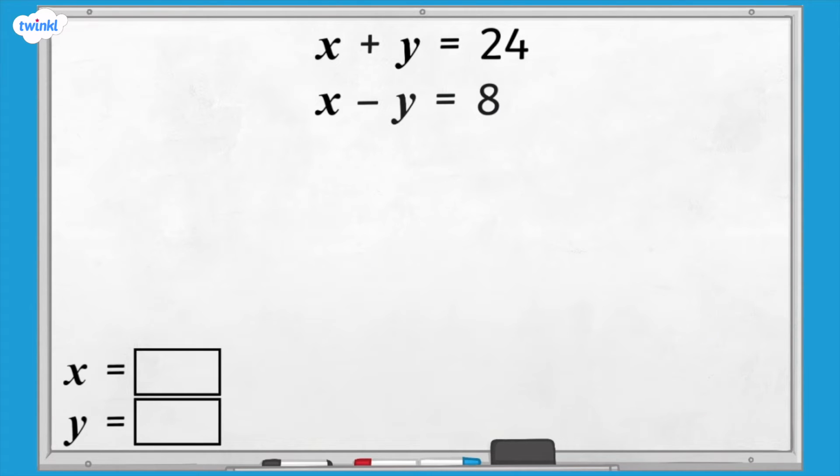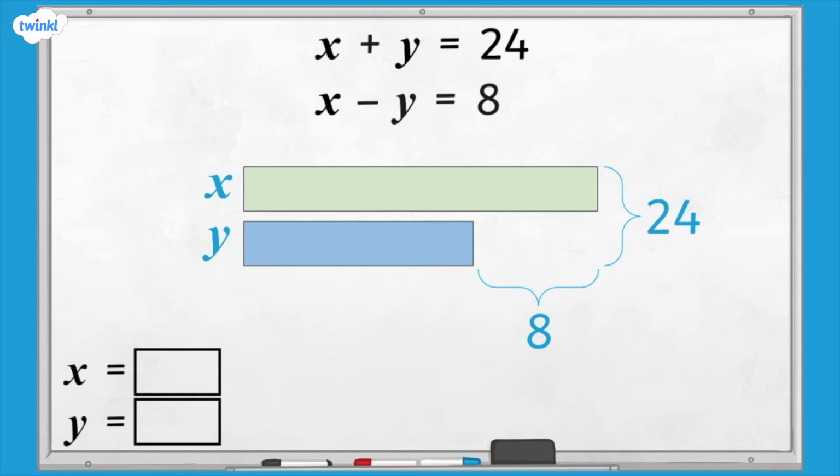How did you get on? Your bar model should look something like this. X equals 16 and y equals 8. We can check if we are right by substituting the values back into the equations. X plus y equals 24 and 16 add 8 equals 24. X minus y equals 8 and 16 minus 8 equals 8. So our values are correct.